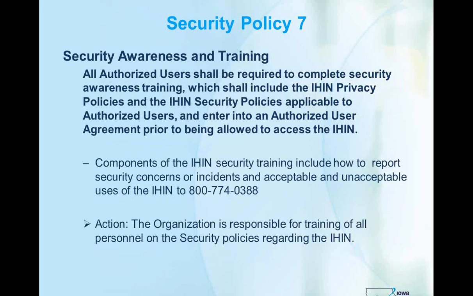Security Policy 7, Security Awareness and Training, specifies that all authorized users will be required to complete security awareness training, which will include the IHIN privacy and security policies, and sign an authorized user agreement prior to accessing the IHIN. Components of IHIN security training include how to report security concerns or incidents, including acceptable and unacceptable uses of the IHIN. Your organization is responsible for training of all personnel on the security policies regarding the IHIN.